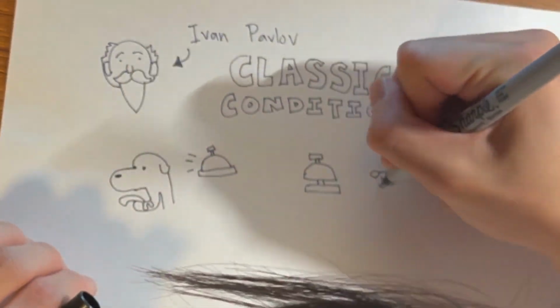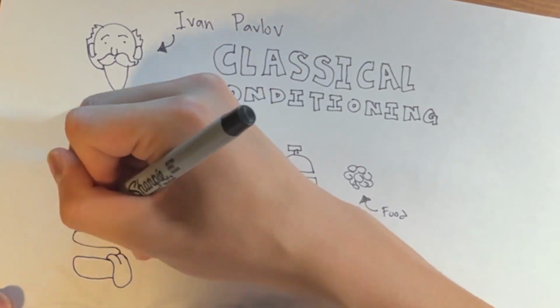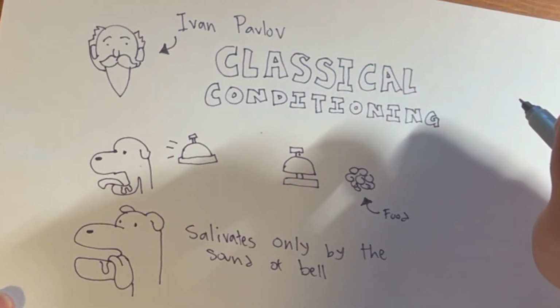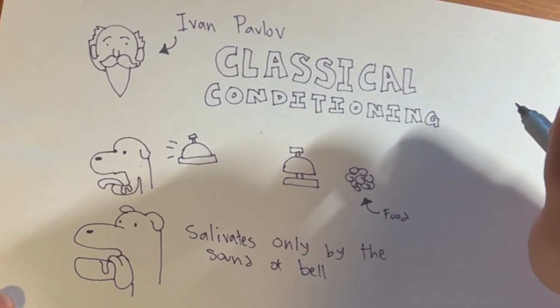After repeatedly pairing the bell with the food, the dogs began to salivate in response to the sound of the bell alone, even when there was no food present. This new response to the sound of the bell was called the conditioned response.